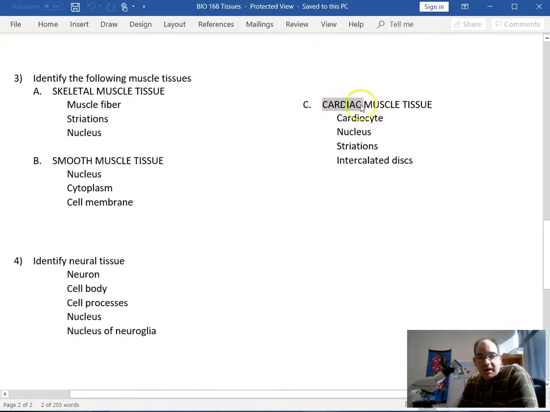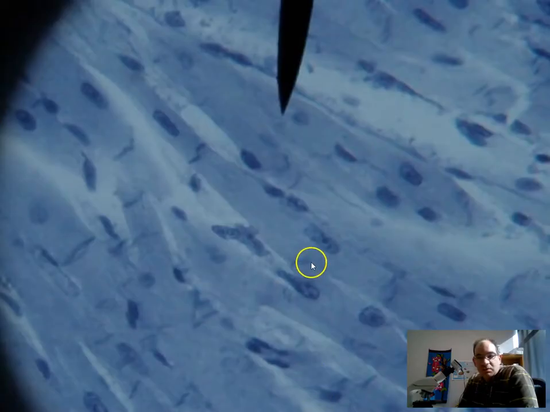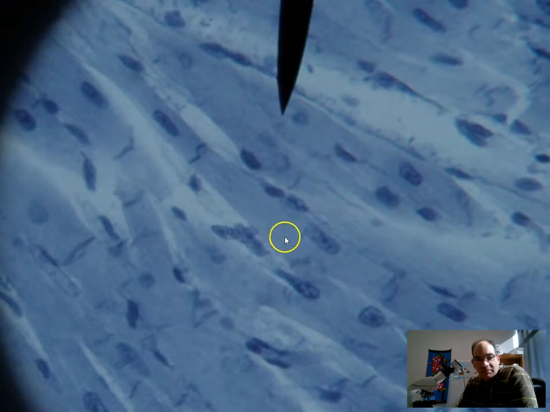Our last muscle type is cardiac muscle, and we need to know cardiocyte, nucleus, striations, and intercalated discs. Right away you see in cardiac muscle that there's a lot going on here. It's worth noting that you can see striations in cardiac muscle tissue just like in skeletal muscle tissue. The big difference is going to be these intercalated discs right here. Along with the striations running perpendicular to the actual fiber, the intercalated discs run perpendicular to the fiber, but they're quite dark in coloration. You can see intercalated discs really well on this slide, and if you see intercalated discs, you're definitely looking at cardiac muscle tissue.